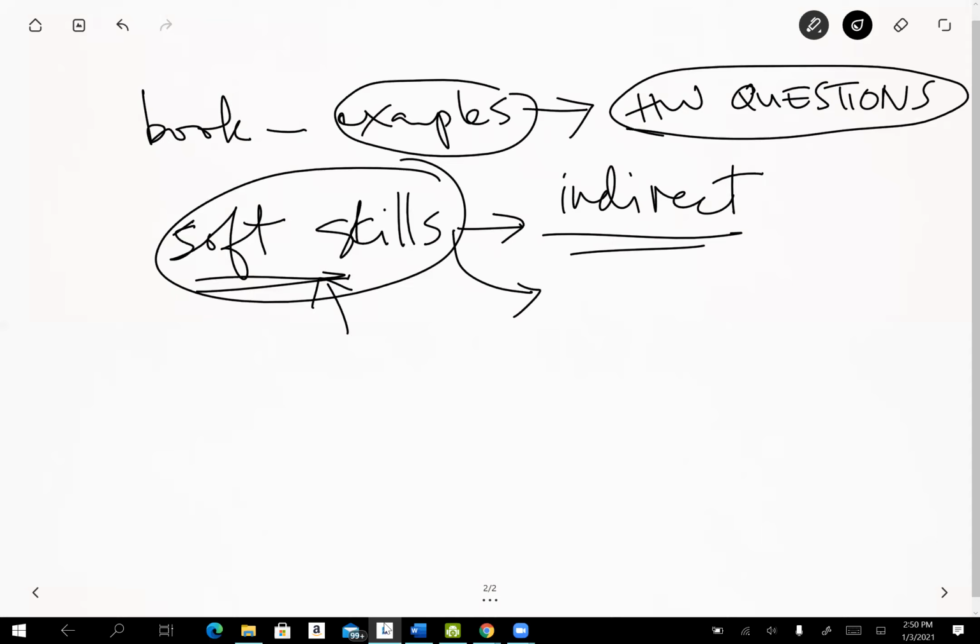Is it like problem solving? Huh? Apa dah? Ada dua orang cakap ni. It's not very clear to me. Can you repeat? Problem solving. Okay, that's one. Problem solving. Okay, apa lagi?